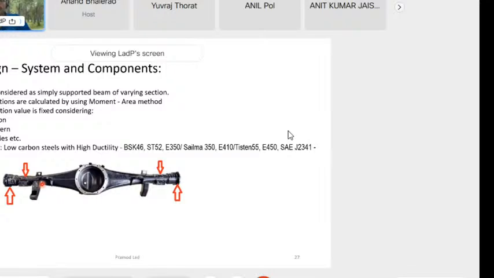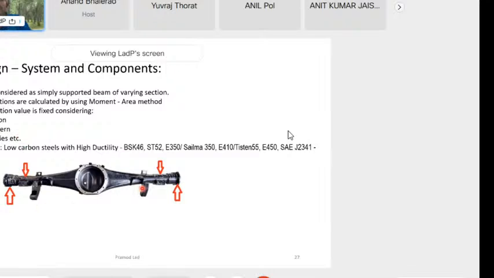So this is the beam, and it is designed as a varying section beam, and the moment area method is normally used. As a designer, we have to think about how much maximum deflection is allowed, and that depends upon the vehicle application. I mean to say, is it a passenger or goods vehicle? What is the overloading pattern as specified by the OEM? And what are the material properties?